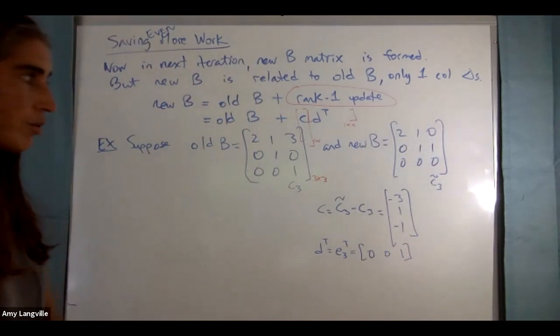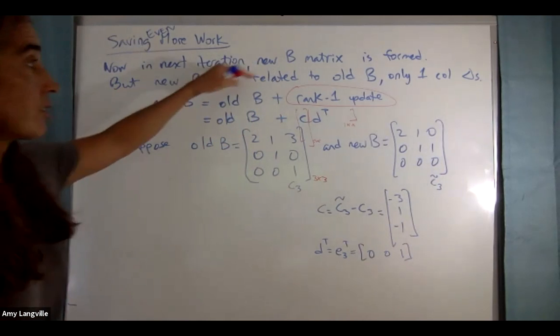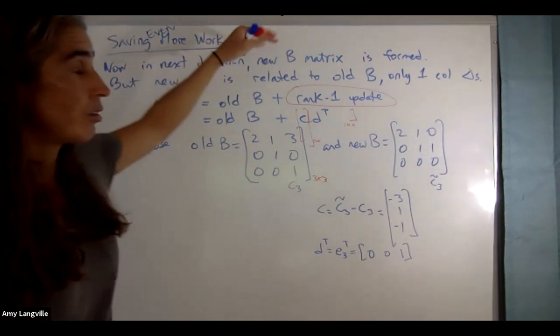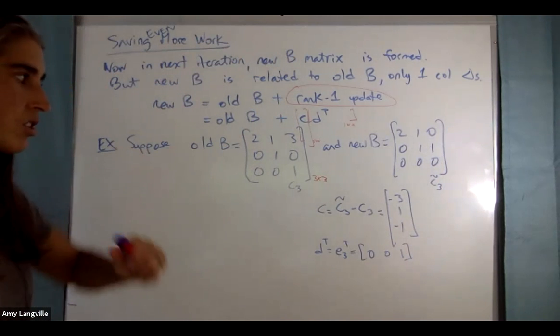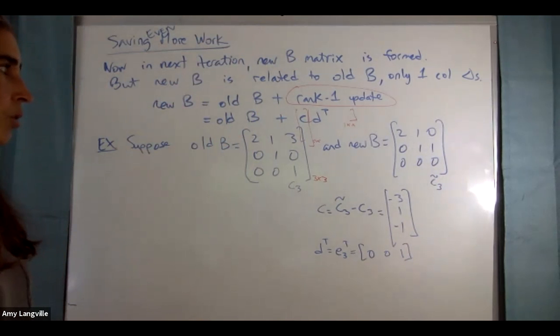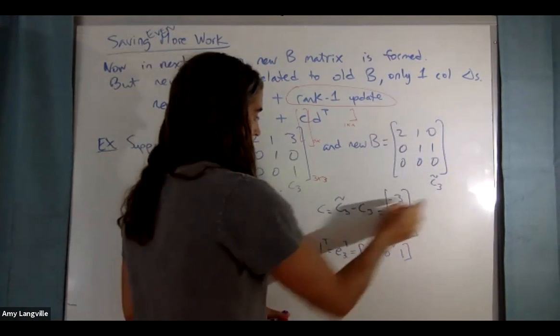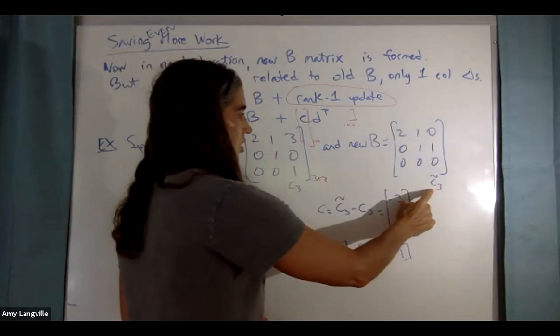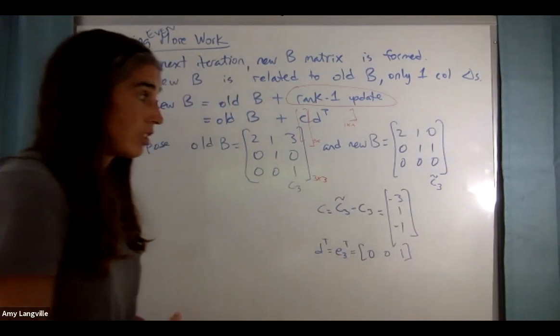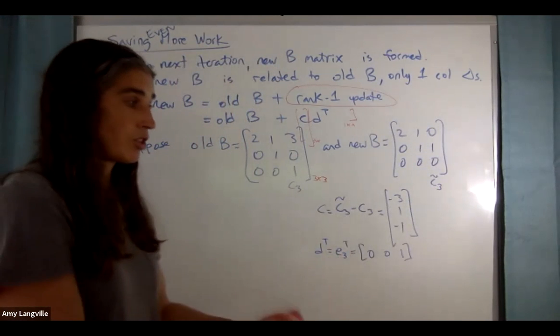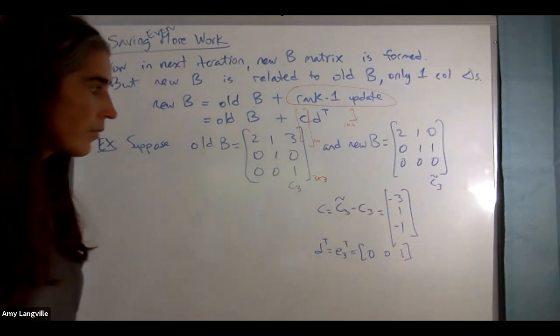So the first 2 columns remain the same. And again, that's always going to happen. We notice that the new B and old B differ in only one column. But how can we write that as a rank 1 update? Well, it turns out that this column and this column, let's call them C3 and C3 tilde for the update. You see that a lot in linear algebra: when something is perturbed or changed, you put the tilde on top.